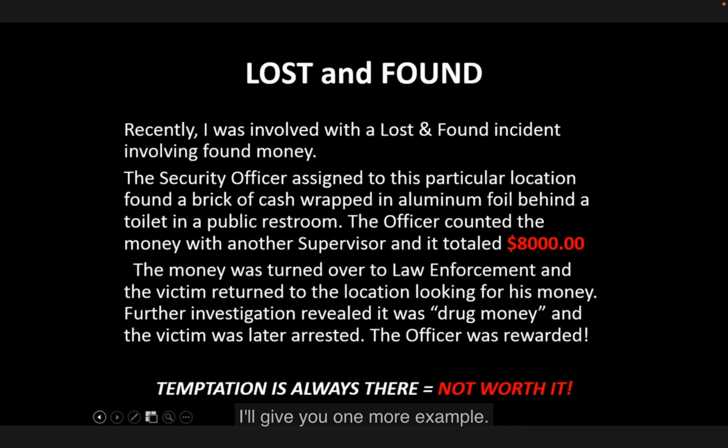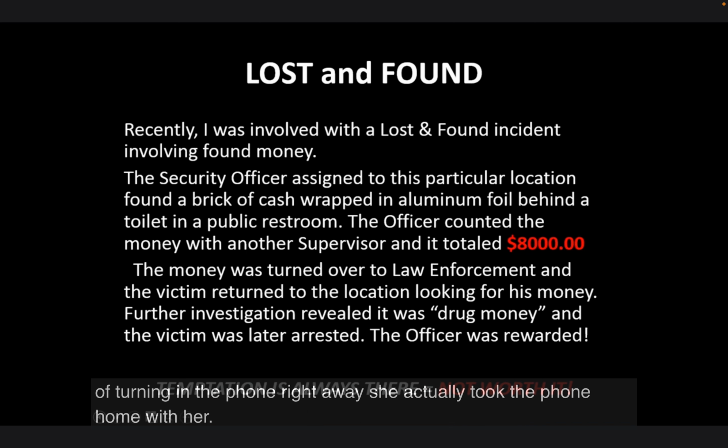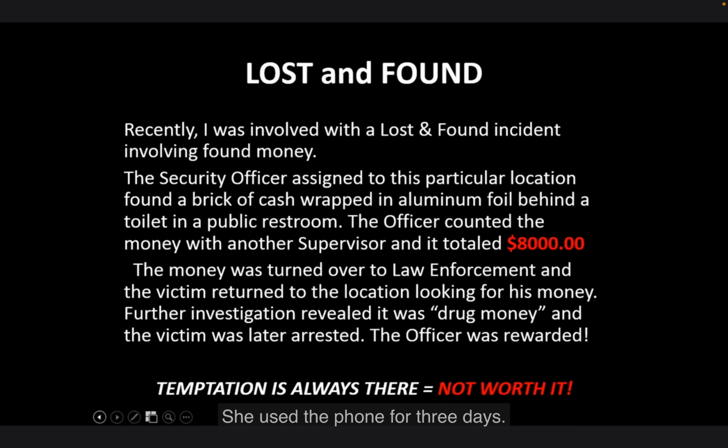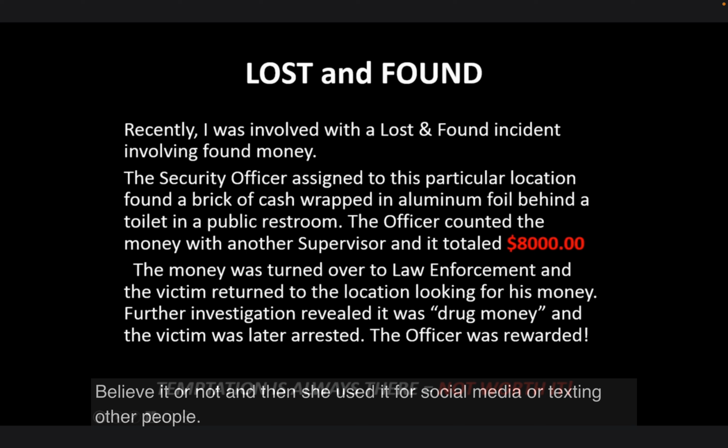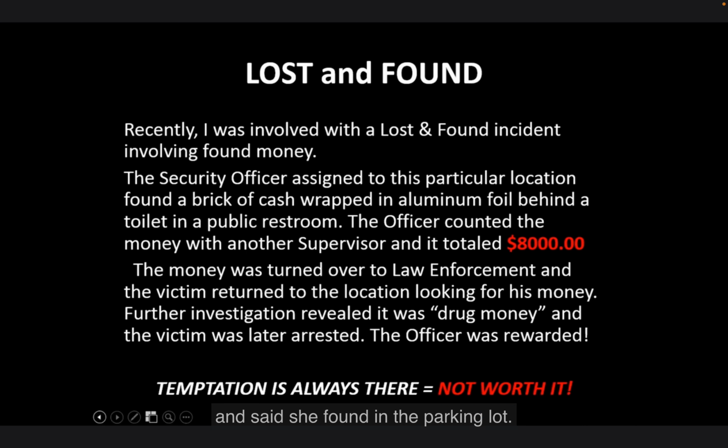And I'll give you one more example. A security officer found a cell phone at another location that I was involved with recently. And instead of turning in the phone right away, she actually took the phone home with her. She used the phone for 3 days. She took selfies of her and her family. She even took one of her in her uniform, believe it or not. And then she used it for social media, for texting other people. And then on the 4th day, after running down the battery, she turned it in to the client and said she found it in the parking lot.